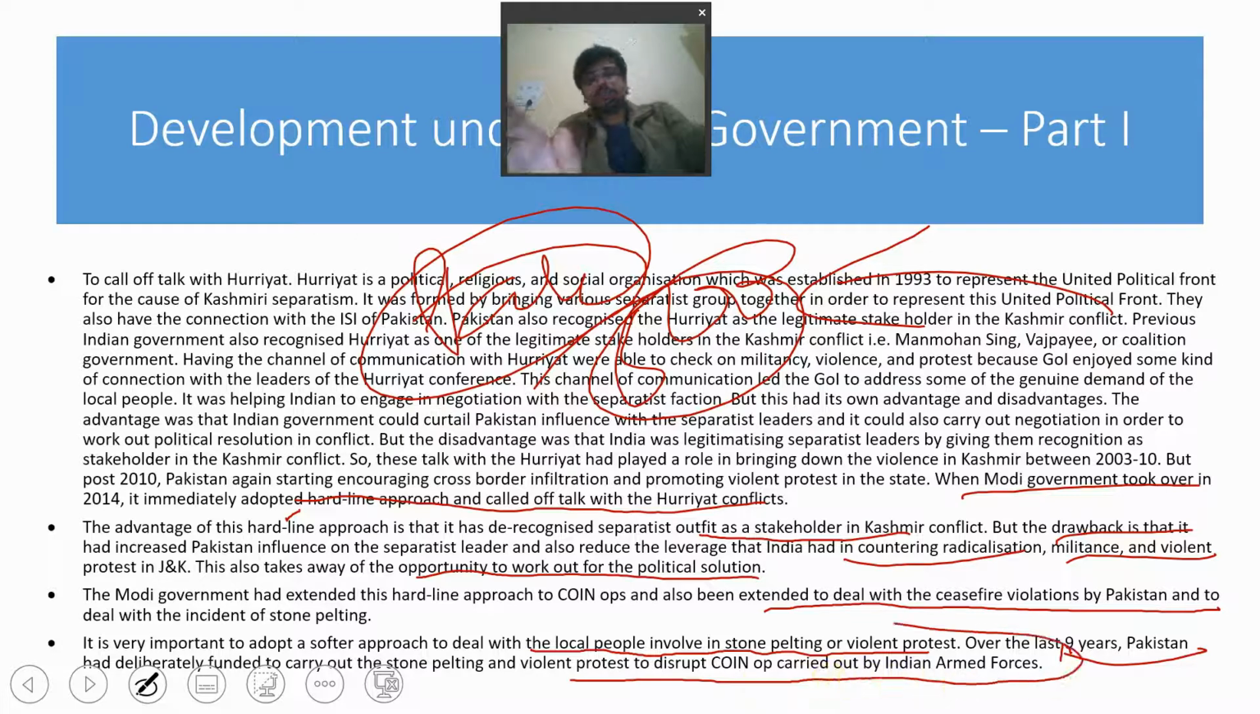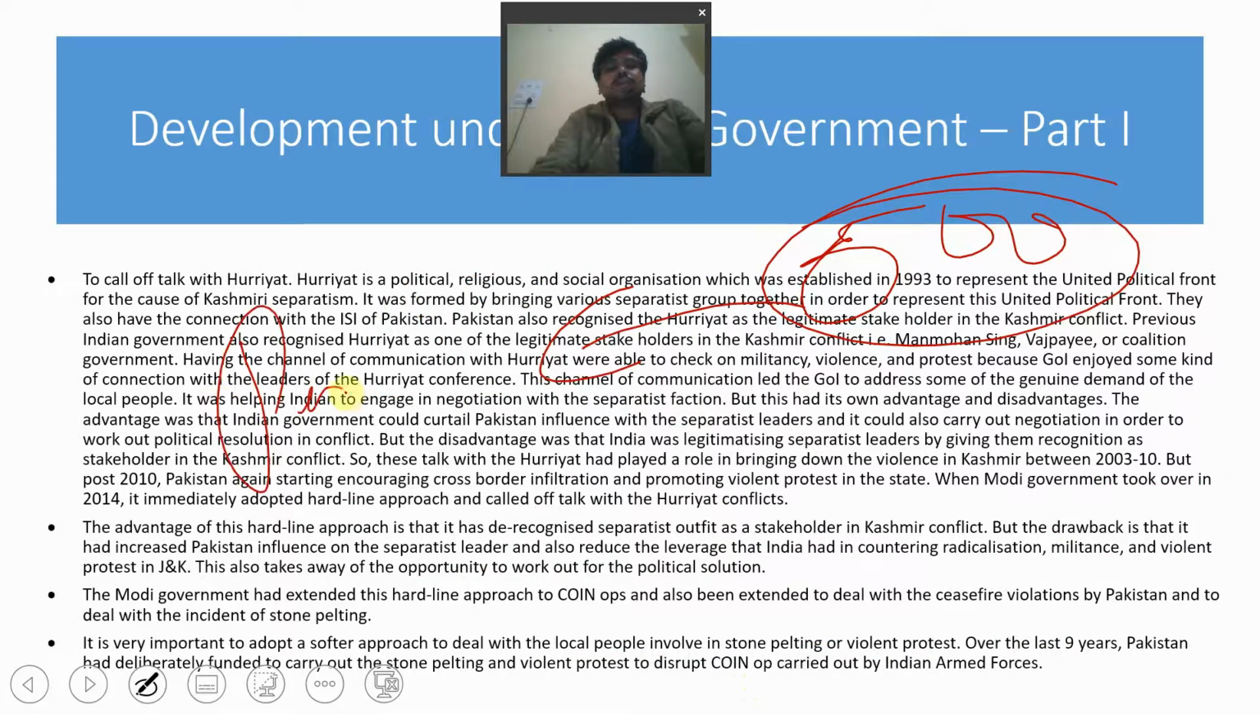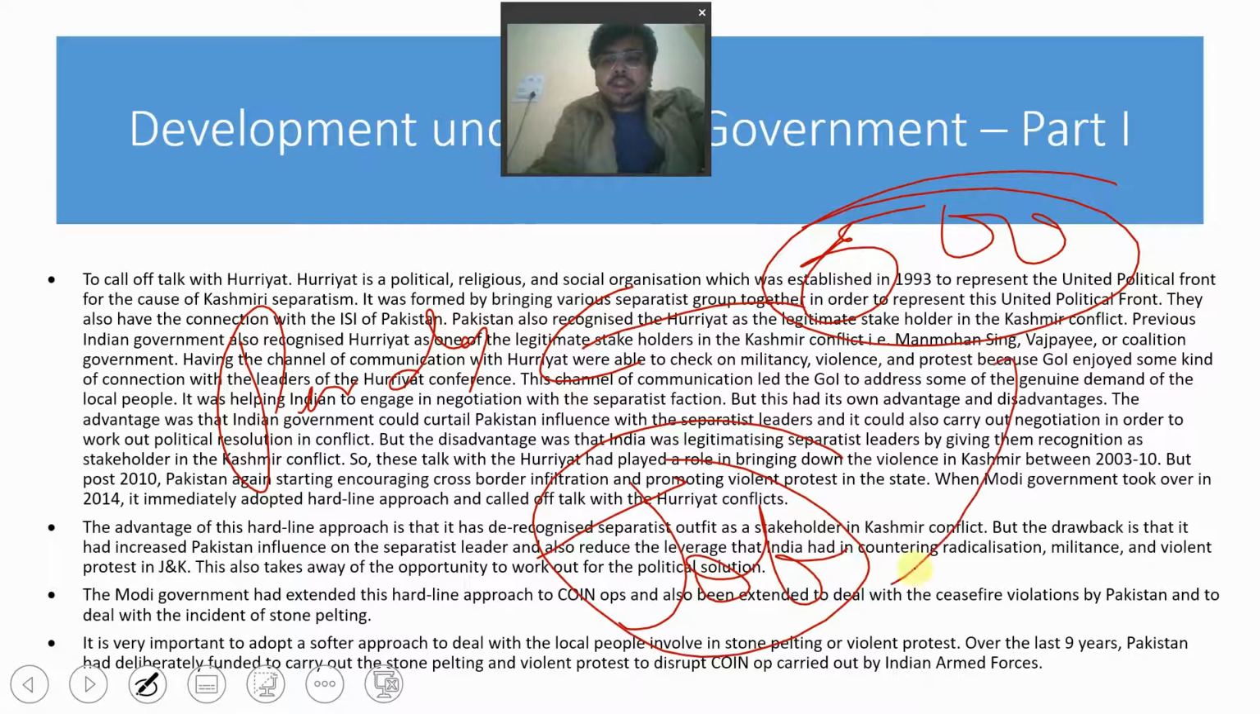See, for stone pelting, youth were paid 500 per day. Whose failure is this? It is a failure of the Indian government only. You haven't provided them jobs, and due to the lack of jobs, they are doing these kinds of jobs. For 500 rupees they are pelting Indian soldiers. It is the failure of the Indian government only, and that's why the Modi government took action on it.